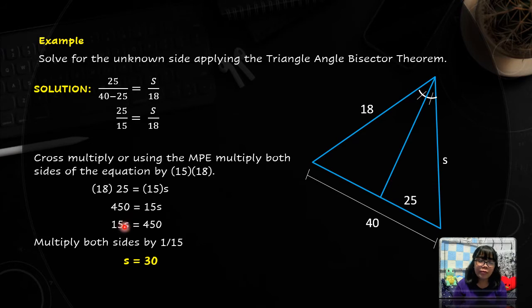Either way, we will have S on the left side because 15 will be cancelled out, and then 450 divided by 15 is equal to 30. So S is equal to 30. So the value of our unknown side here is equal to 30 using the triangle angle bisector theorem.